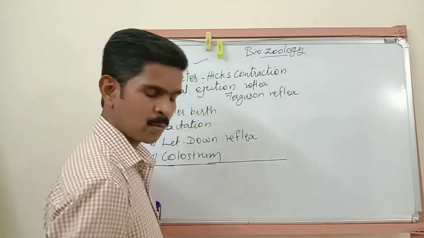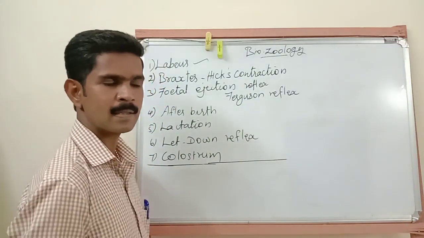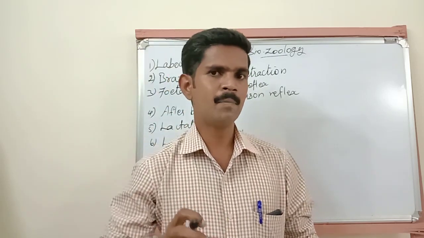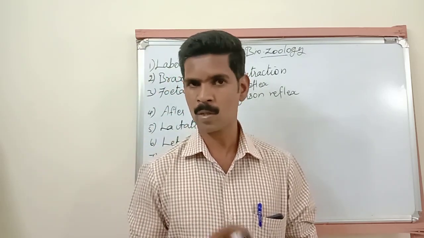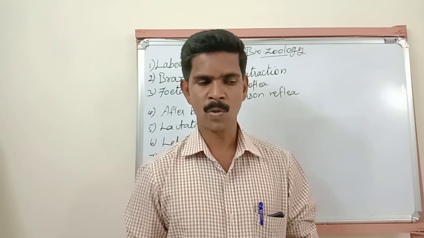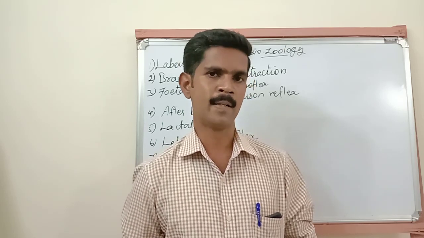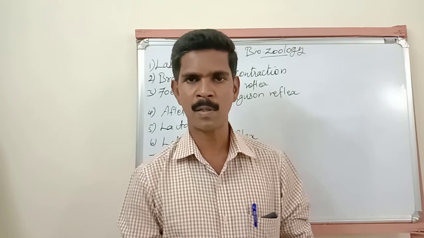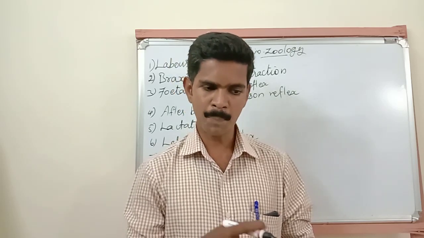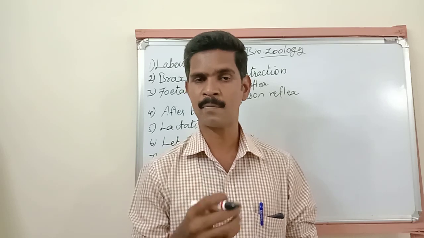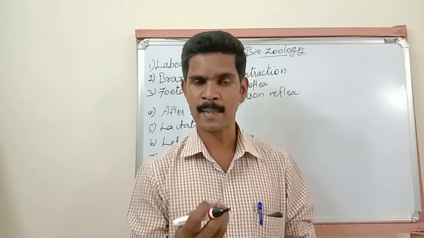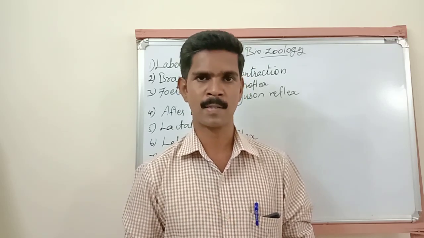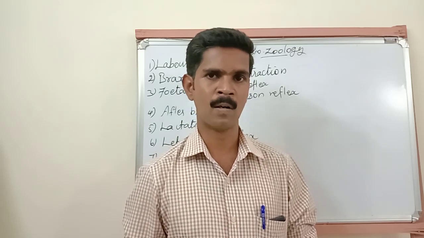labor. Labor means, at the end of the pregnancy duration, totally 280 days, 40 weeks, there are many events that take place inside the uterus and also in the female reproductive system. With the help of these events, the well-developed fetus or the baby is pushed or expelled outside from the uterus. All these events together are called labor.